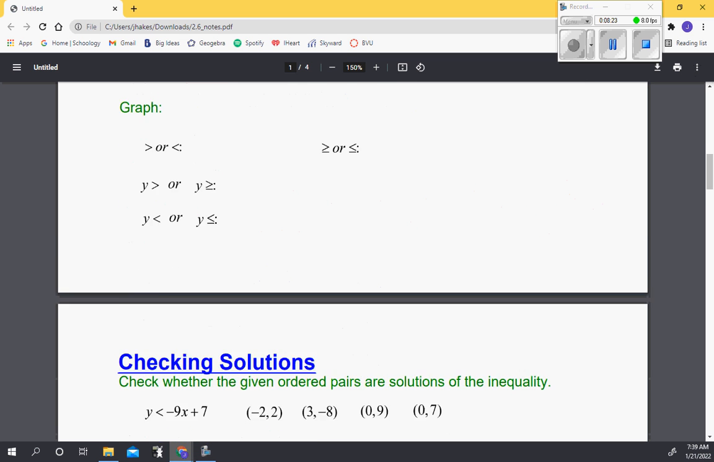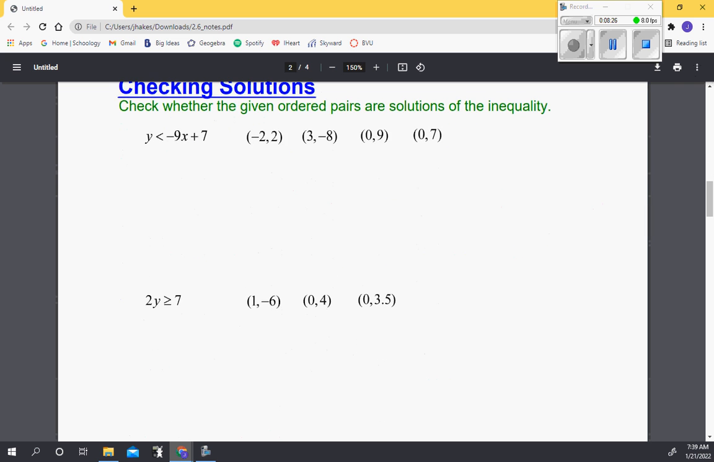Moving on. The next page. What we're doing is we're checking whether the given ordered pairs are solutions of the inequality. Remember, all of these points are just x, y coordinates. What we're doing is just plugging those into x and y. So that first one, y is 2, is less than negative 9 times negative 2 plus 7. All I did was plug in x and y into those two spots.